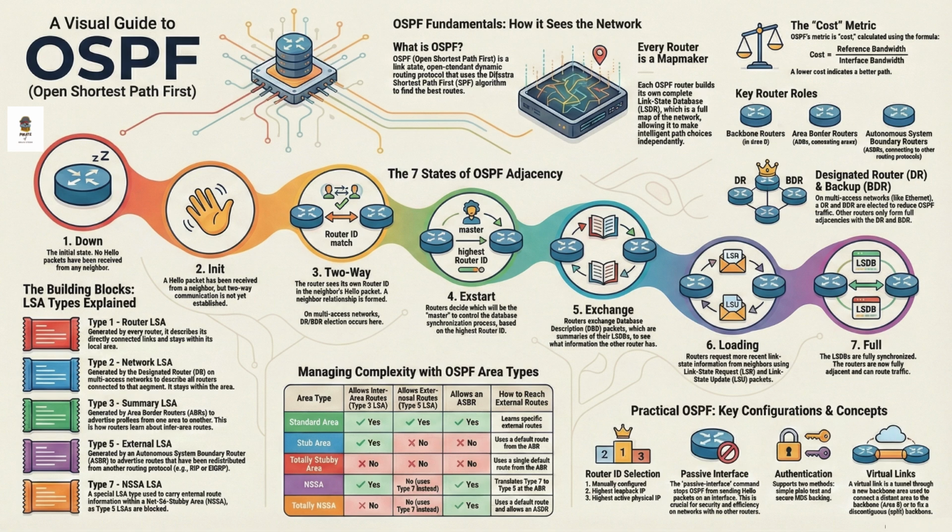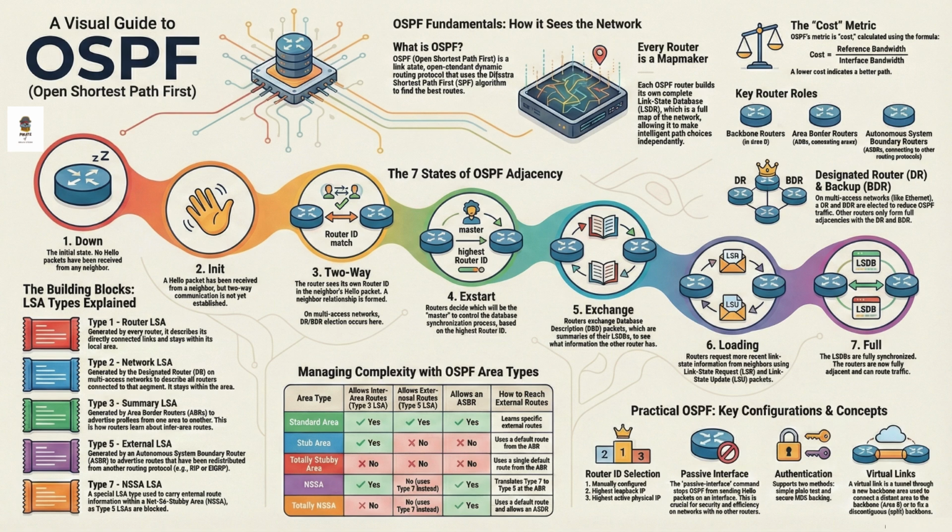It is generated by every single router. It describes the router itself, its directly connected links, the status of those links, and their current cost within its local area. So it's contained. The key takeaway here is its scope. This LSA is strictly confined to the area in which it originated. It is the core building block for intra-area communication, the data needed to calculate paths inside the immediate neighborhood.